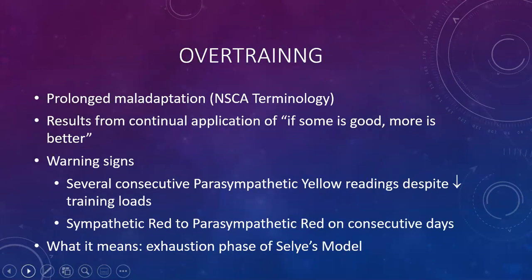The next one we take a look at is the exhaustion phase. This is overtraining. If you're studying for an NSCA cert, NSCA doctrine calls overtraining prolonged maladaptation. All this means is that we are in trouble. We are deep in a hole. And overtraining results from the continual application of if some is good, more is better.